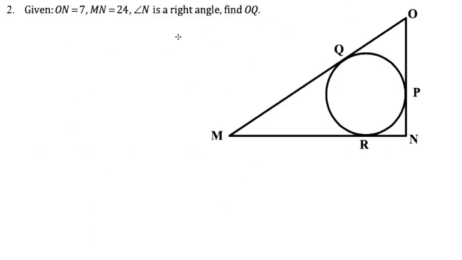Similar question here. ON is 7 units, whatever those are. So we'll just label that, that's 7. MN is 24. And angle N is a right angle, label away. Find OQ. All right, so just to make things difficult, they're just asking for that piece.